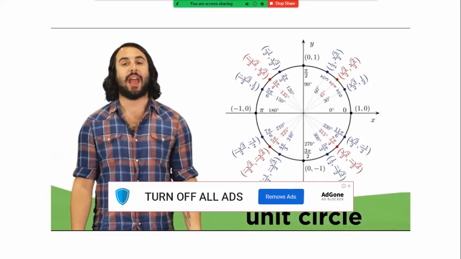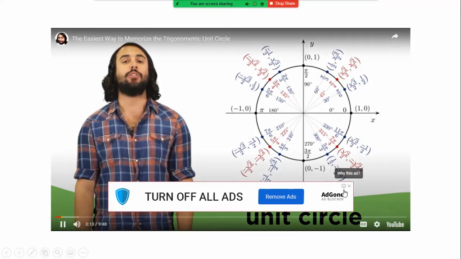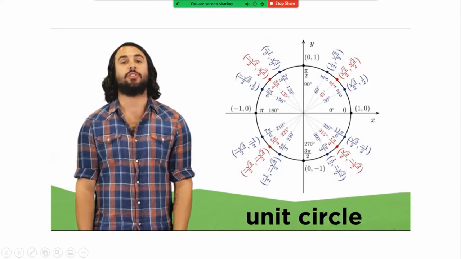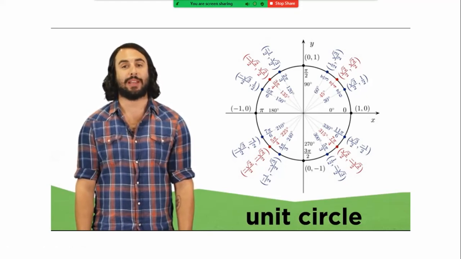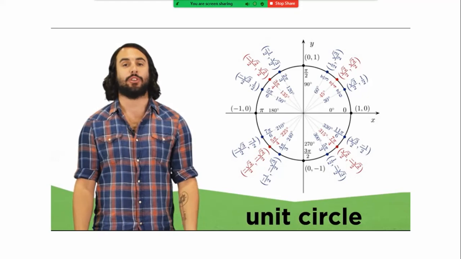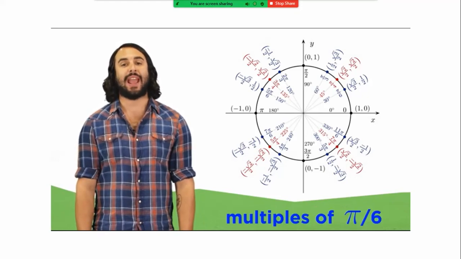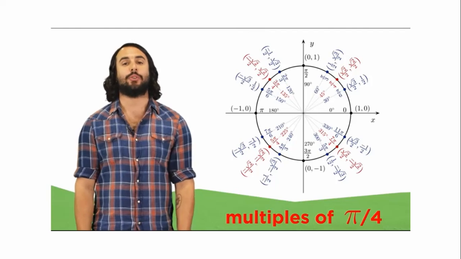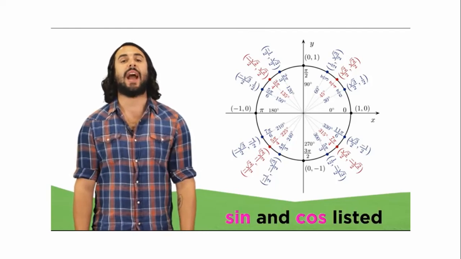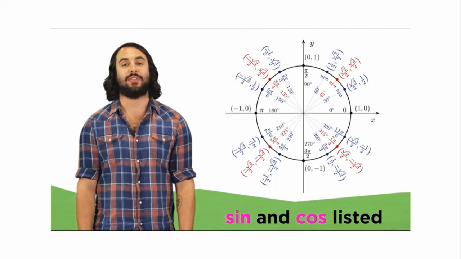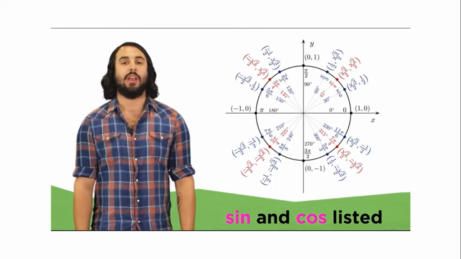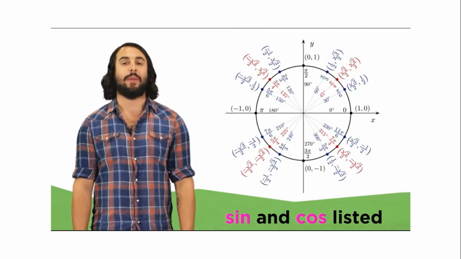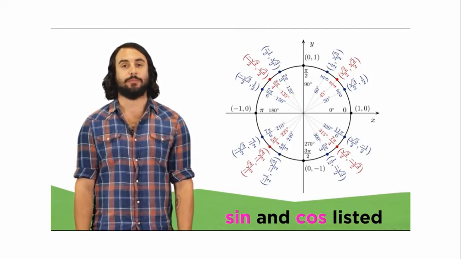Math students often have trouble with this thing. It's called the unit circle, and it's just a circle with a radius of 1 superimposed on the coordinate plane with the center at the origin. Then we have all the angles that are multiples of pi over 6, as well as the multiples of pi over 4. And we have to know the sine and cosine values for these angles. Let's quickly go over some key points about the unit circle that will make it very easy to remember.